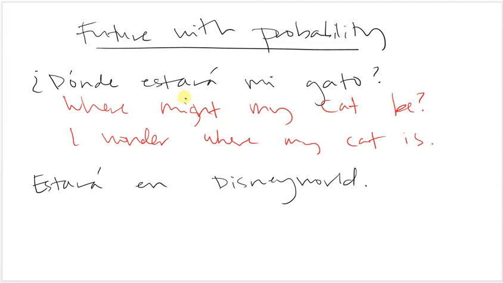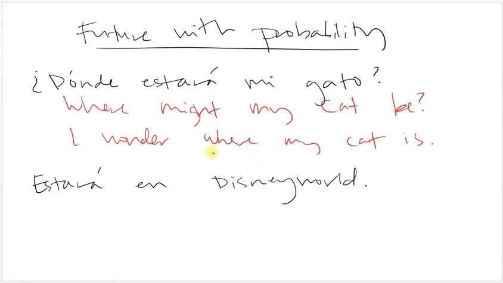So if you're asking a question and you're using it with the future tense, you're probably using it with probability, because you kind of just have to know with context which one it is. Because if you just say "¿Dónde estará mi gato?", like where will my cat be, you're probably not actually saying like where will my cat be at 9 p.m. or whatever. So judging from the context of whatever conversation you're having, you're probably saying I wonder where my cat is, or where might my cat be.